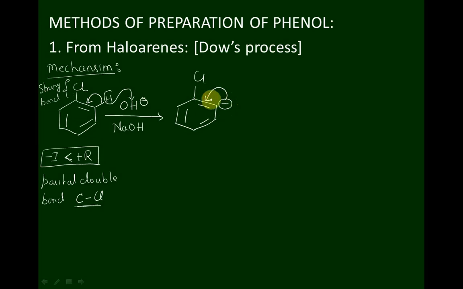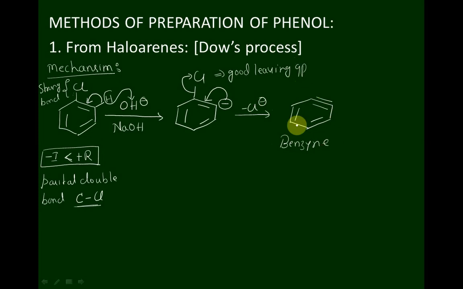Due to this, these electrons will jump here, and the electrons present between carbon and halogen atom, due to the negative inductive effect, the chloride ion takes everything and leaves because it acts as a good leaving group. So as soon as the negative charge comes here, it moves away in the form of Cl minus ion. Therefore, this carbon atom carries a positive charge. So we get a double bond, single bond. Benzyne is obtained, which is highly unstable.